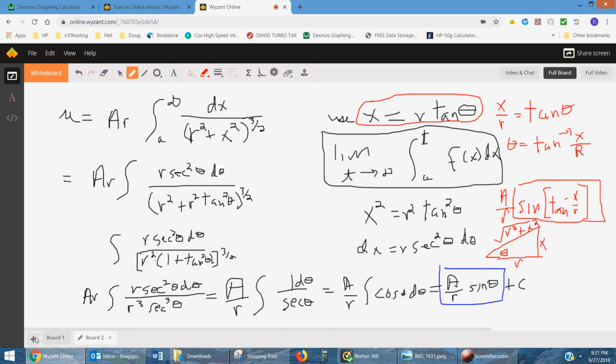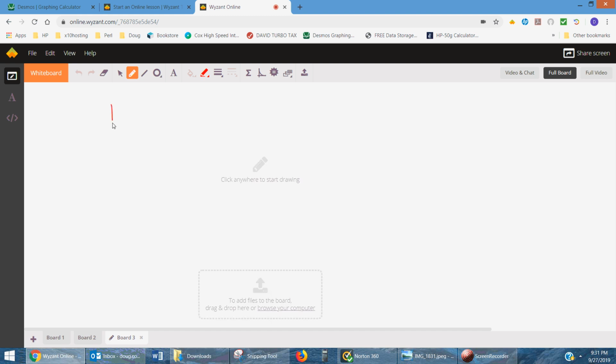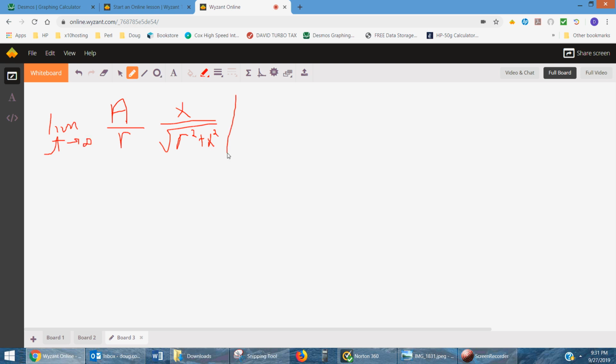Okay, so let's go to the next board. A over r times x over the square root of r squared plus x squared. That's the antiderivative. And we're trying to take the limit of this as t approaches infinity from a to t. So we're still taking the limit as t approaches infinity of, I could put the A over r out front since it's a constant. I'll do that.